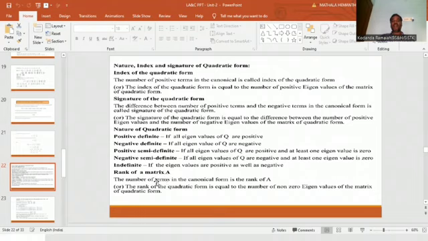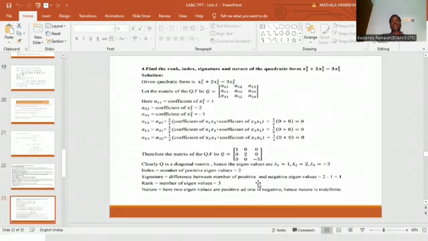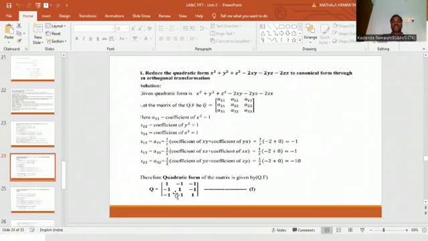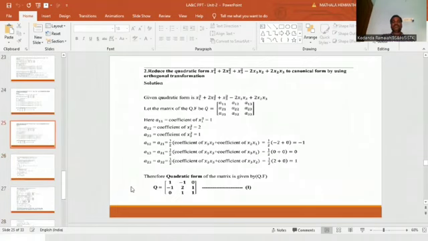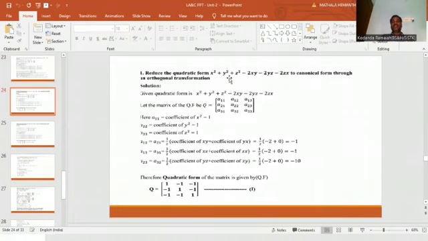Rank of a matrix: the number of terms in a canonical form is called the rank. For example, find the rank, index, signature, and nature of a quadratic form. This is the given quadratic form, x1 square plus 2x2 square minus 3x3 square. So the quadratic form will be converted to matrix form. After converting to matrix form, x1 square plus 2x2 square, and so on. Just converting the matrix of this one.